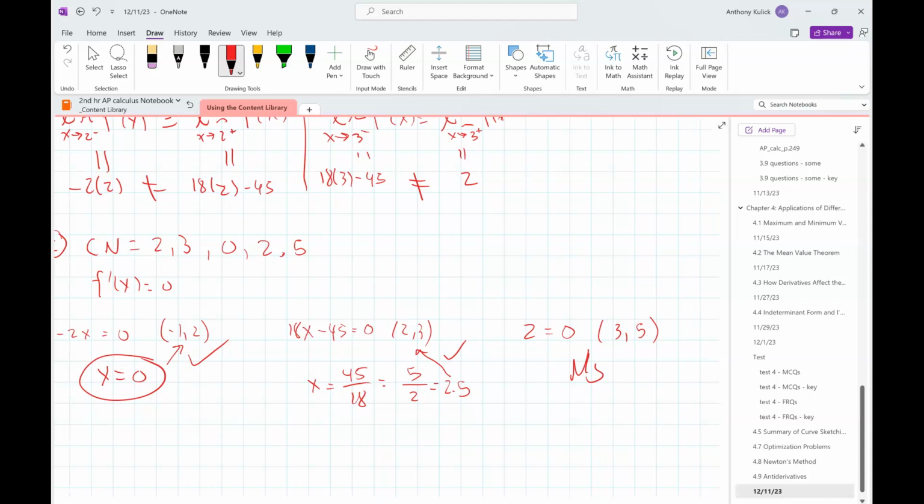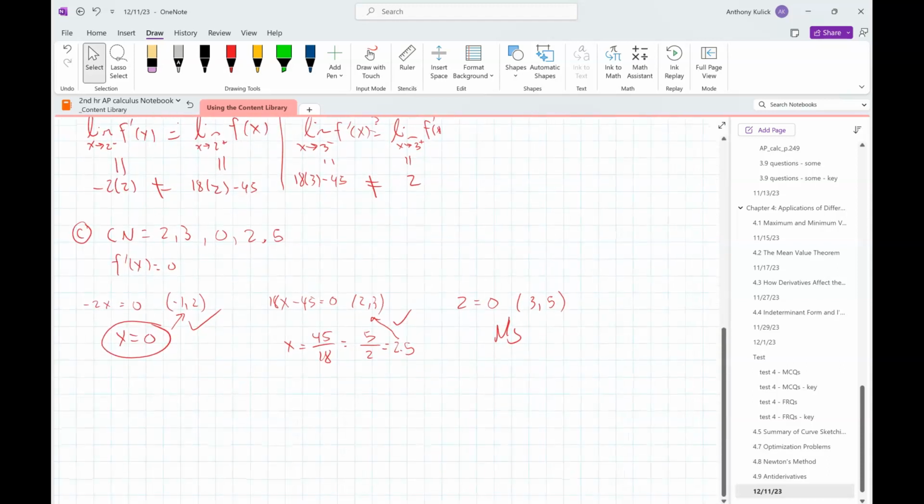Beck? Sorry, why were the discontinuities found before critical numbers? Because that's places where the derivative doesn't exist, but the f does exist. So those are values that are in the domain of f, but aren't in the domain of f prime. Okay, thank you.